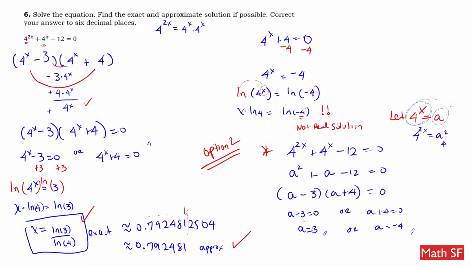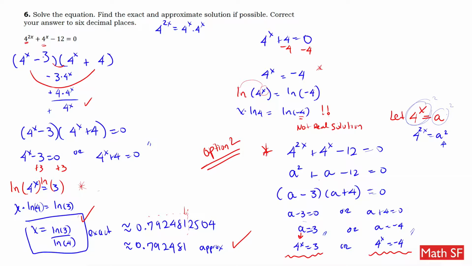So I'm going to back substitute now. I'm going to write 4 to the x equals 3, and then I'm going to have here 4 to the x equals negative 4. So I'm going to use these two things here. See that? You're going to use these two equations to solve, and actually they are the same equations that you had in here, and the other equation that you had in here. So this will be the option 2.